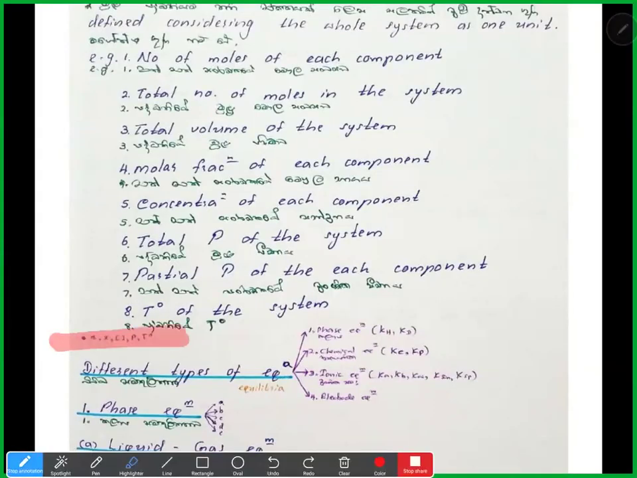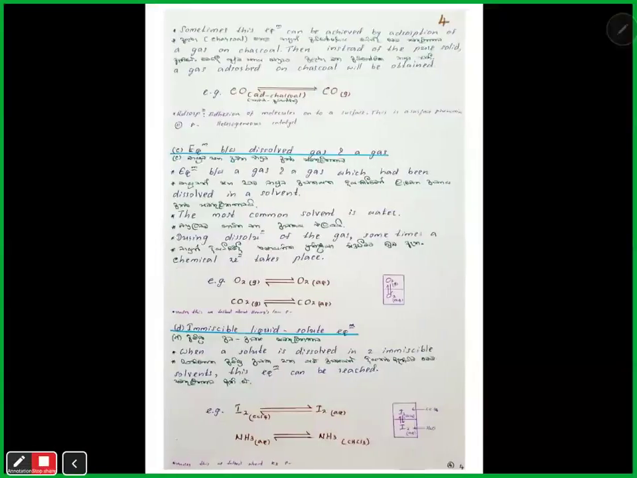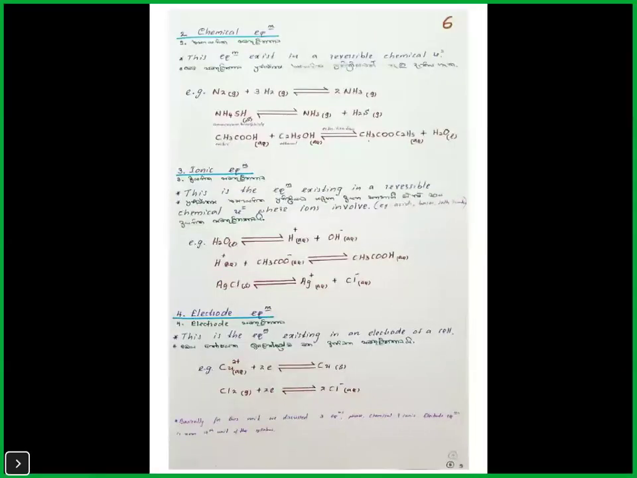At equilibrium, all these microscopic properties are changing, but macroscopic properties are same: number of moles, mole fractions, concentration, pressure, and temperature. Also, all those parts I'm explaining here. And this is a summarization that we have 4 different categories. I'm not going to go through that.